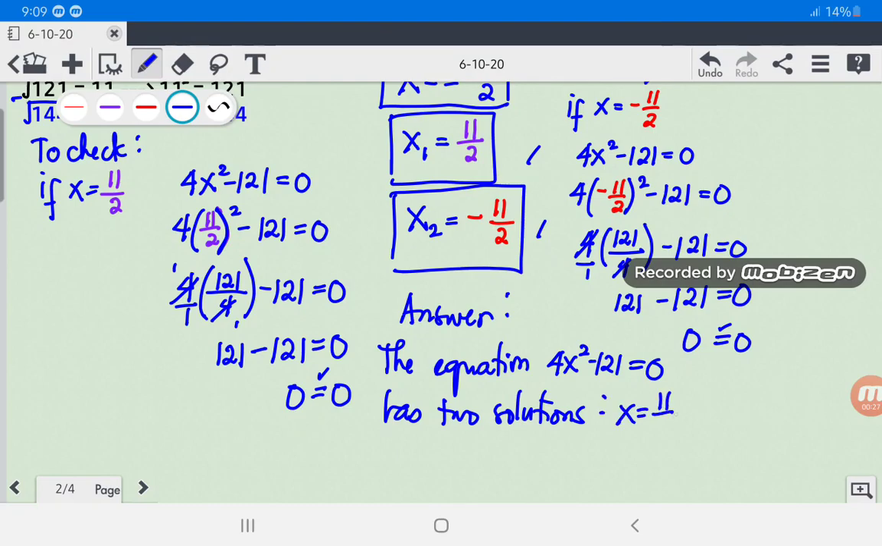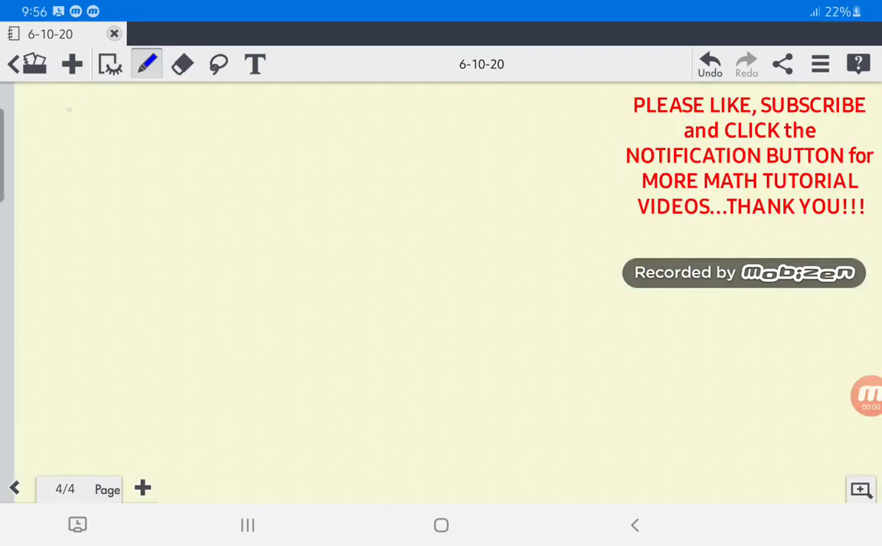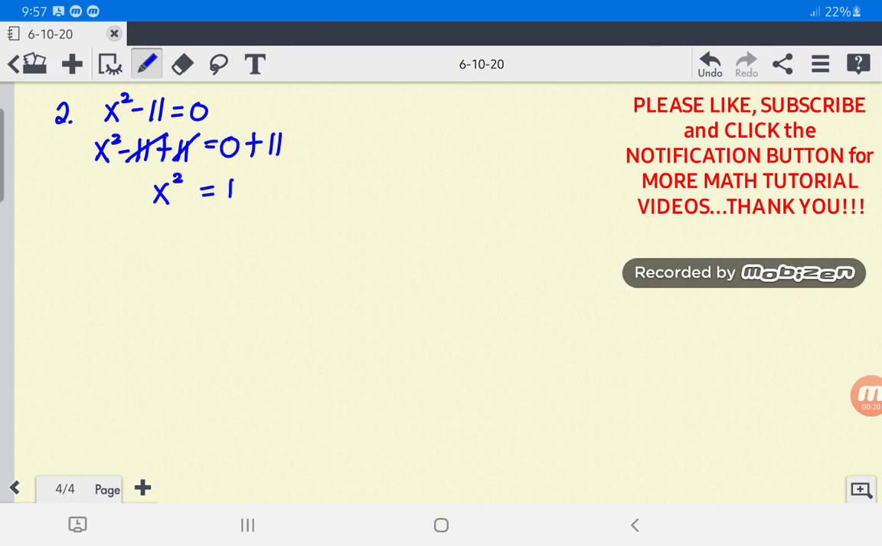That is, x is equal to positive 11 over 2 and x is equal to negative 11 over 2. Okay, number 2 example. If we have x squared minus 11 equals 0, now add 11 on both sides of the equation. So we have x squared minus 11 plus 11 equals 0 plus 11. Then cancel negative 11 and 11. Then we have x squared is equal to 11.